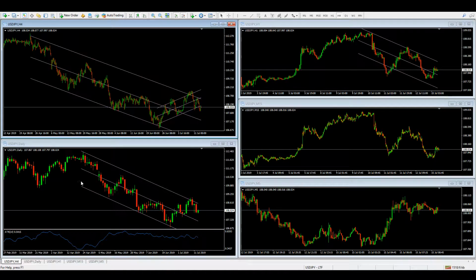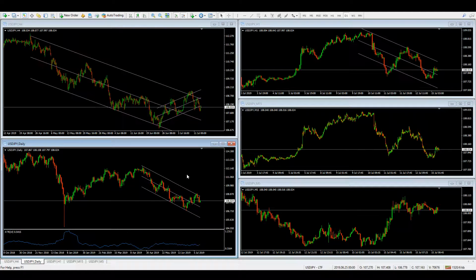So this is my daily chart here. This is my 4 hourly. This is the hourly, this is a 15, and this is a 5 minute. One of the things that I look for is time frame correlation. So I want all of the time frames to be saying a similar story.